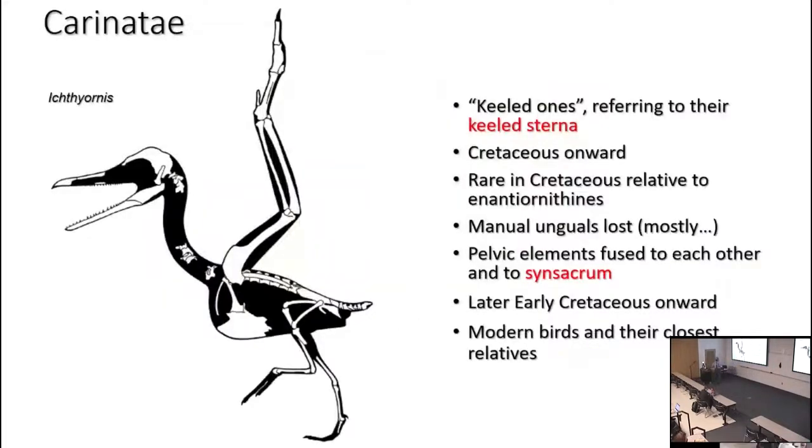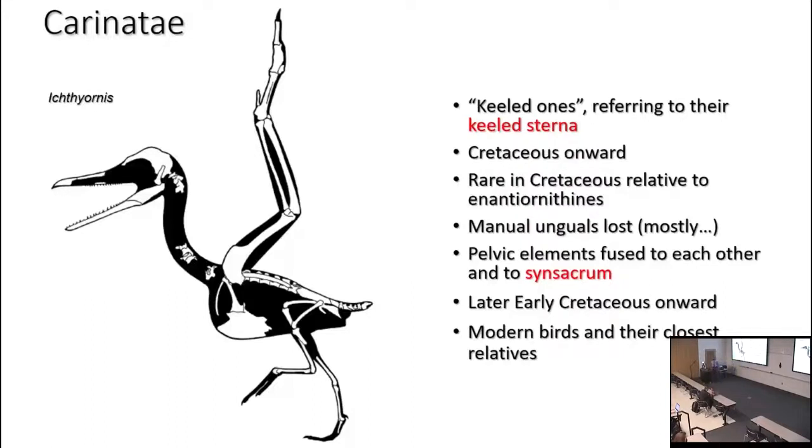Next step up, within euornithes is a group called Carinatae, the keeled ones. And that refers to the keeled sternum. I'll show you pictures with that when we wrap up the carinates. This is a Cretaceous onward group. They're relatively rare in the Cretaceous compared to the Enantiornithes. Now, most carinates lose the manual unguals. So below this, we had finger claws. Above it, from this point onward, they're rare, but they're still present, even in modern birds.